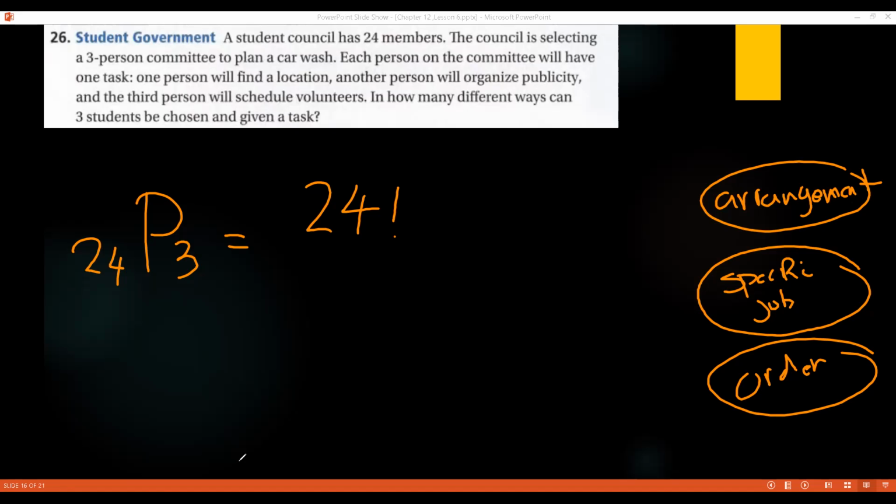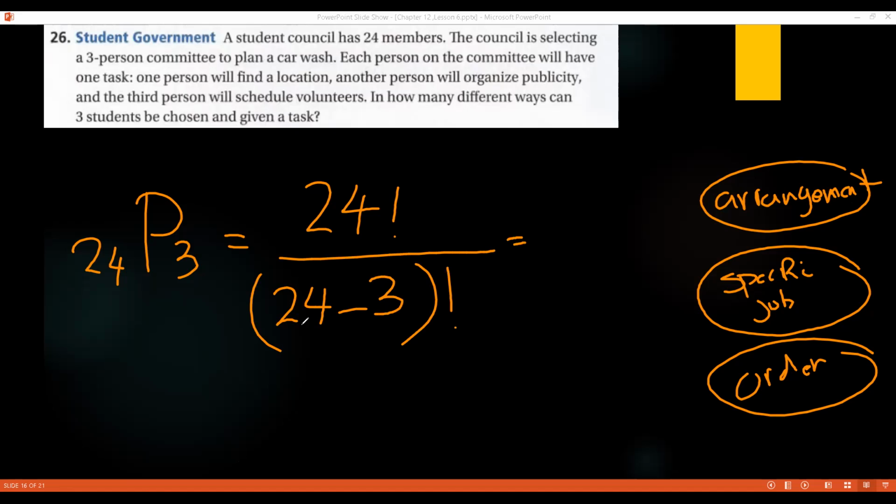Is it clear? Yes, miss. So then here, you have to say 24 over what? 24 minus 3. So which they are? 24 factorial over 21 factorial. Now who can find the answer?